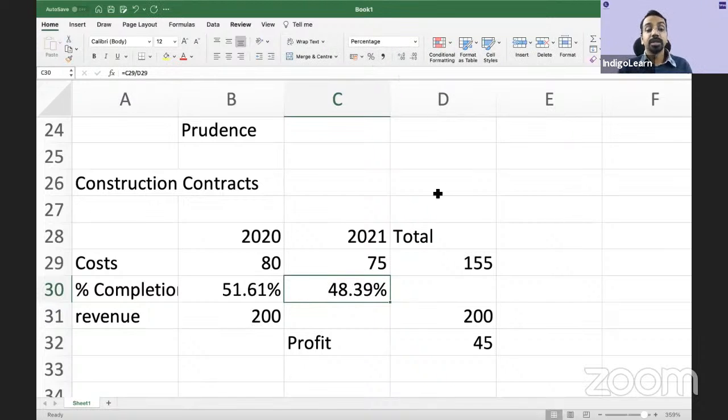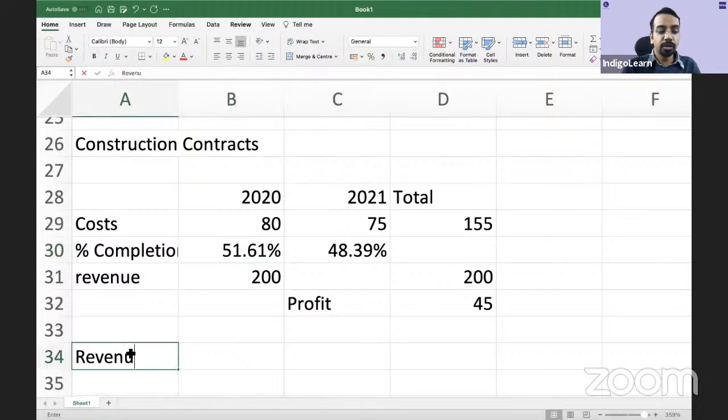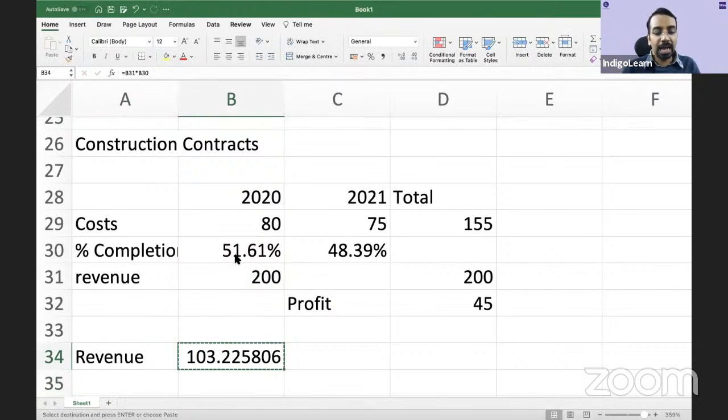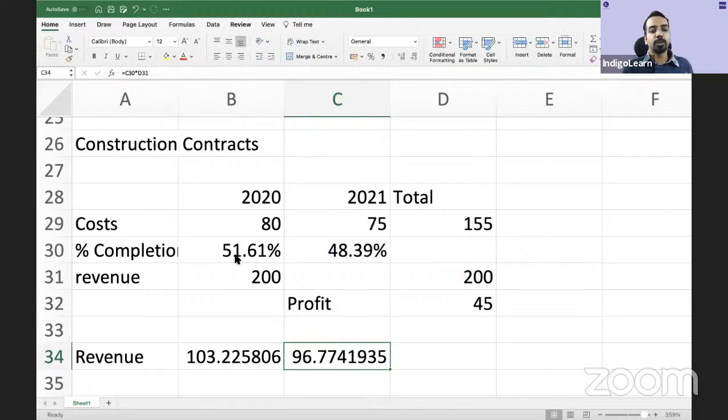48.39%. Now, the underlying principle of the standard under the matching concept is that revenue should be matched with the cost. So if you have incurred a cost of 80, which represents 51.61%, your revenue in this period should be 200, the total expected revenue, multiplied by percentage completion, that is 103.22, and in the next period it should be 48.39% multiplied by 200, which is 96.77. This is the overall crux of the standard.